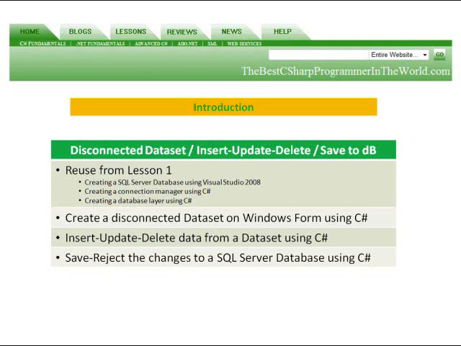In lesson three, we're going to reuse some of the concepts from lesson one, such as the creation of the SQL Server database, the connection manager, and the database access layer. We're going to create a disconnected data set on a Windows form using C Sharp. We're going to insert, update, delete data from a data set using C Sharp, and we're going to save or reject those changes to a SQL Server database using C Sharp.